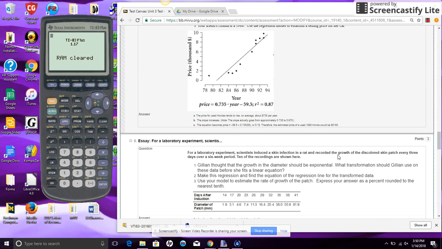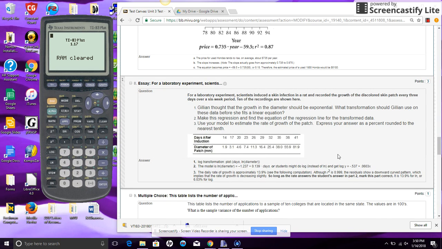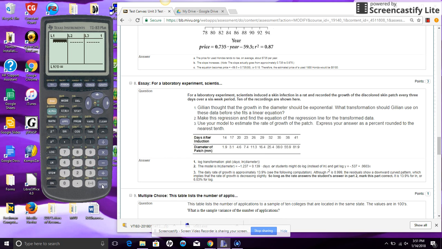Now the other question, number 8, is a little more lengthy. You're given this experiment, days after induction and diameter of the patch. Jillian thought that the growth in the diameter should be exponential. What transformation should Jillian use on these data before she fits a linear equation? So we really have to just do this and see what it looks like.